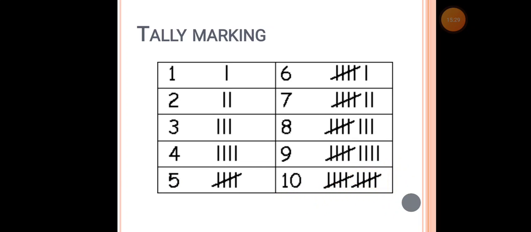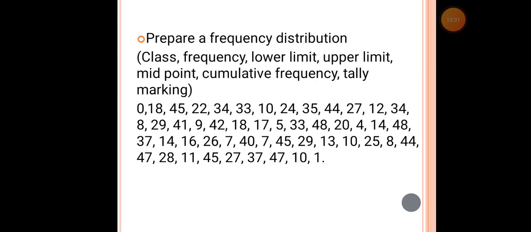So what are you supposed to do today? After watching the session, prepare a frequency distribution. It is the assignment part. Under frequency distribution, what are you supposed to find out? The class, frequency, lower limit, upper limit, midpoint, cumulative frequency, and the tally marking. Tally marking is a new thing which we have studied in this session. So based upon these values, based upon the raw data, you need to prepare the frequency distribution.